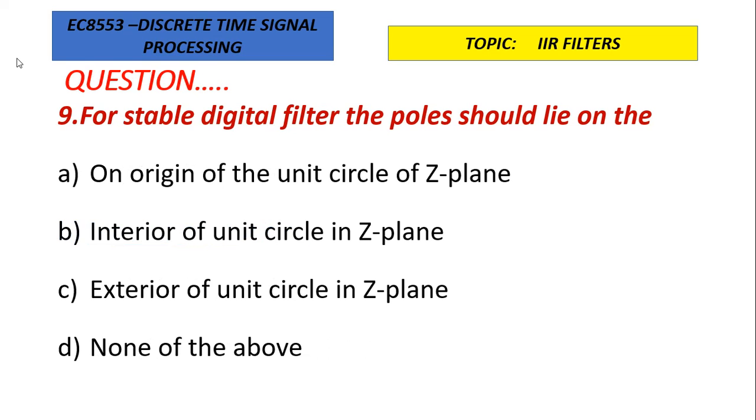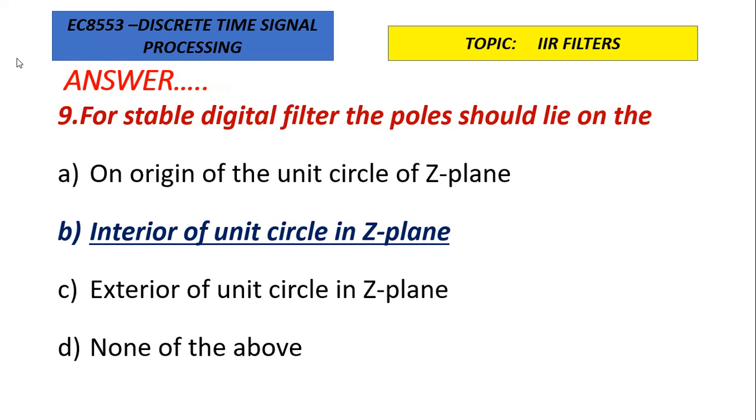Next, for a stable digital filter, the poles should lie on the dash. So for analog, it should lie on the left half of S plane. For digital, it should lie in the interior of the unit circle in Z plane. In the Z plane, we are drawing a unit circle. Inside that unit circle, our poles should lie. Then only we can say that the digital filter is stable.